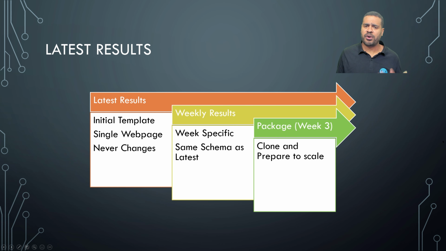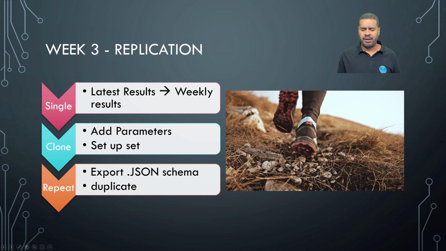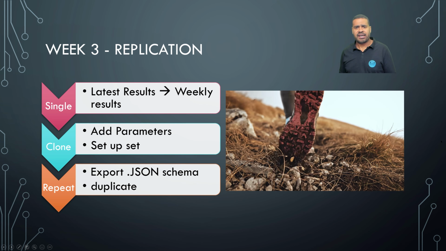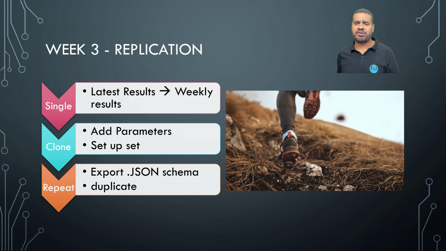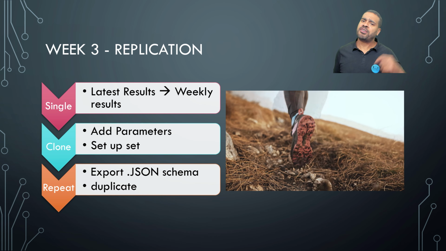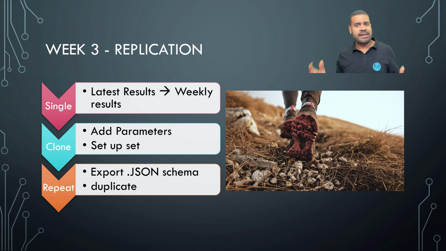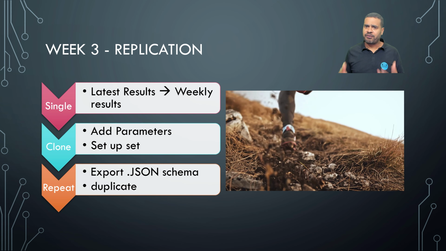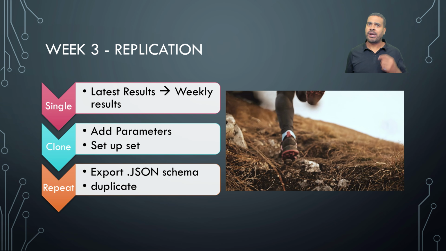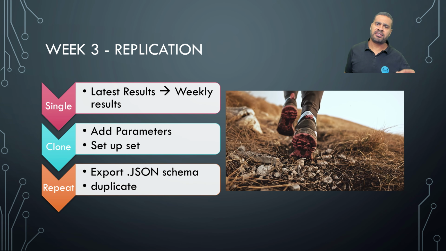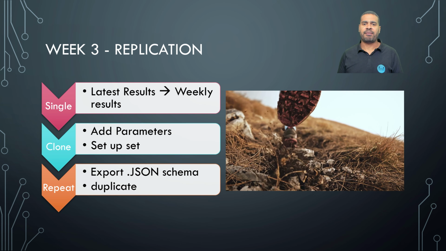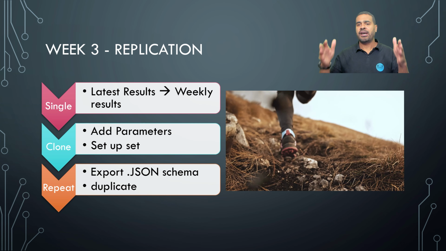What do we need to do? What's this clone and prepare to scale piece refer to? Okay, so when we're looking at this, we've gone the single route, we've got the latest results. What we need to be able to do is to convert that into weekly results. And then once we've got the weekly, we can start to piece together how that converts using parameters into something that can become a chunk.